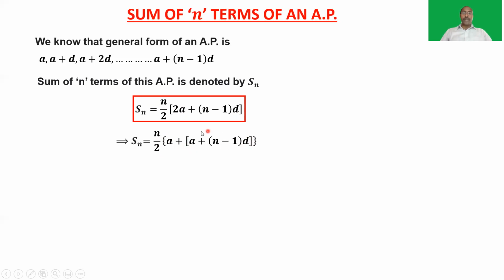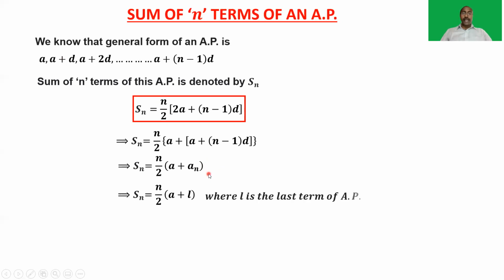And students, we know that a plus (n minus 1) into d is the nth term, that is the last term of this progression. So we can write it as Sn is equal to n by 2 into (a plus an). But here we have only n terms, so an is the last term. So we can write it as Sn is equal to n by 2 into (a plus l), where l is the last term of the arithmetic progression.